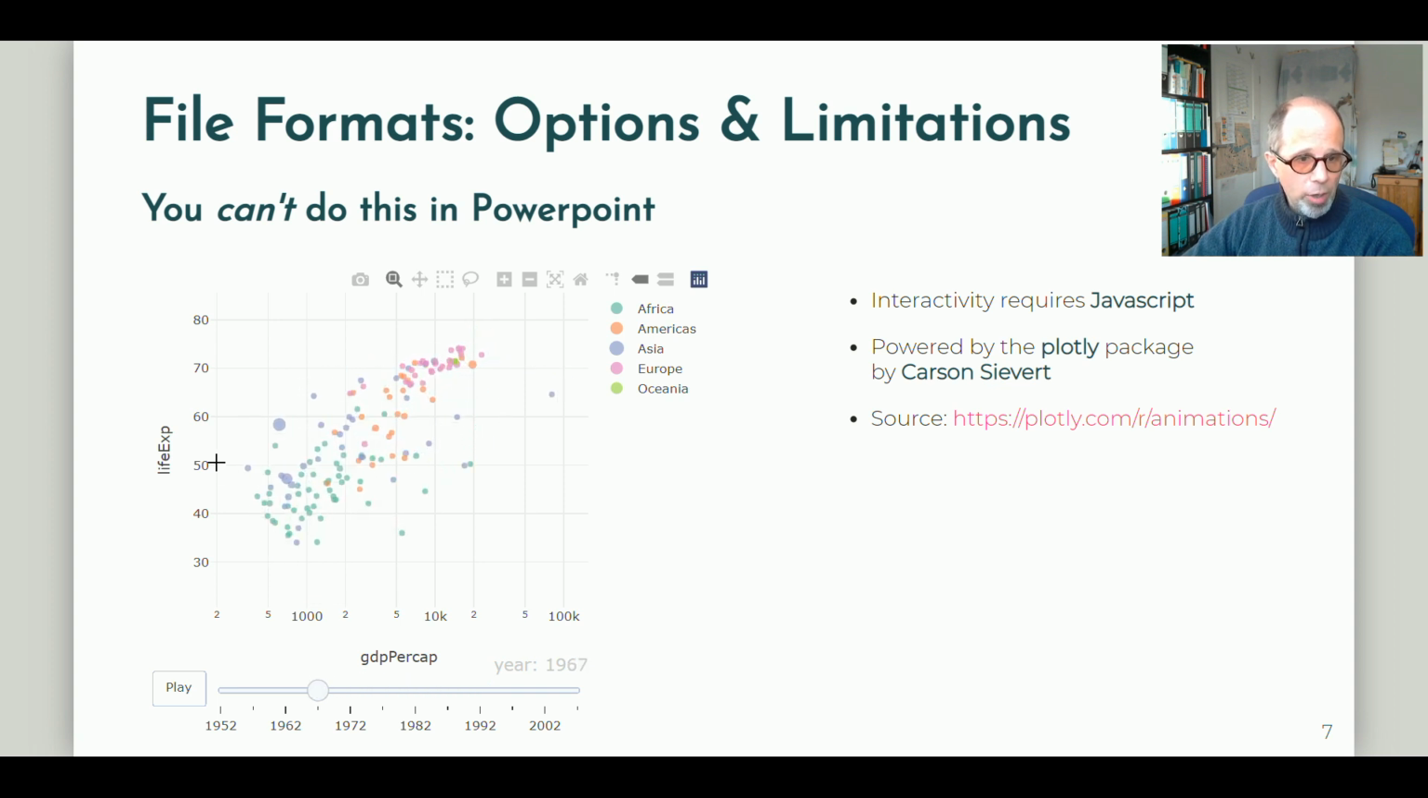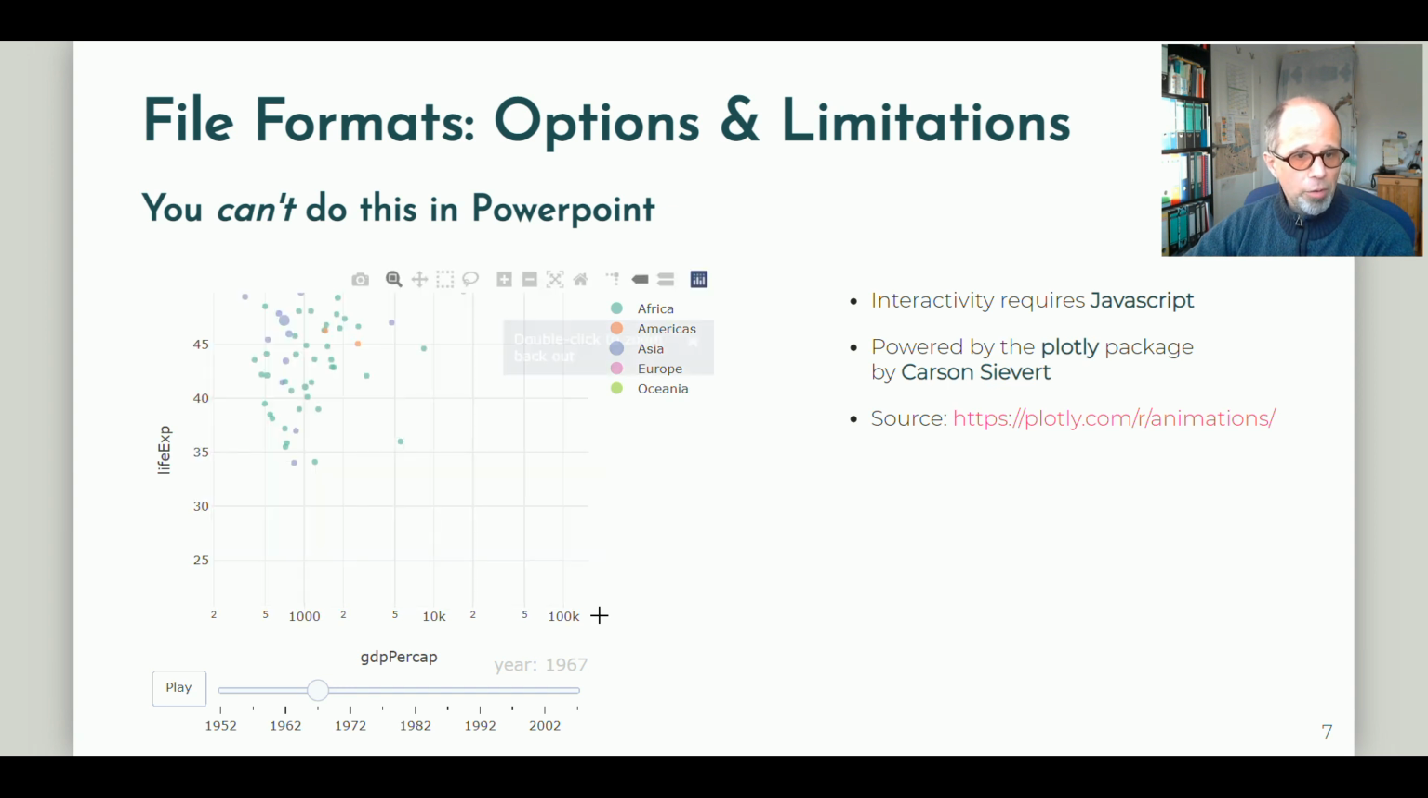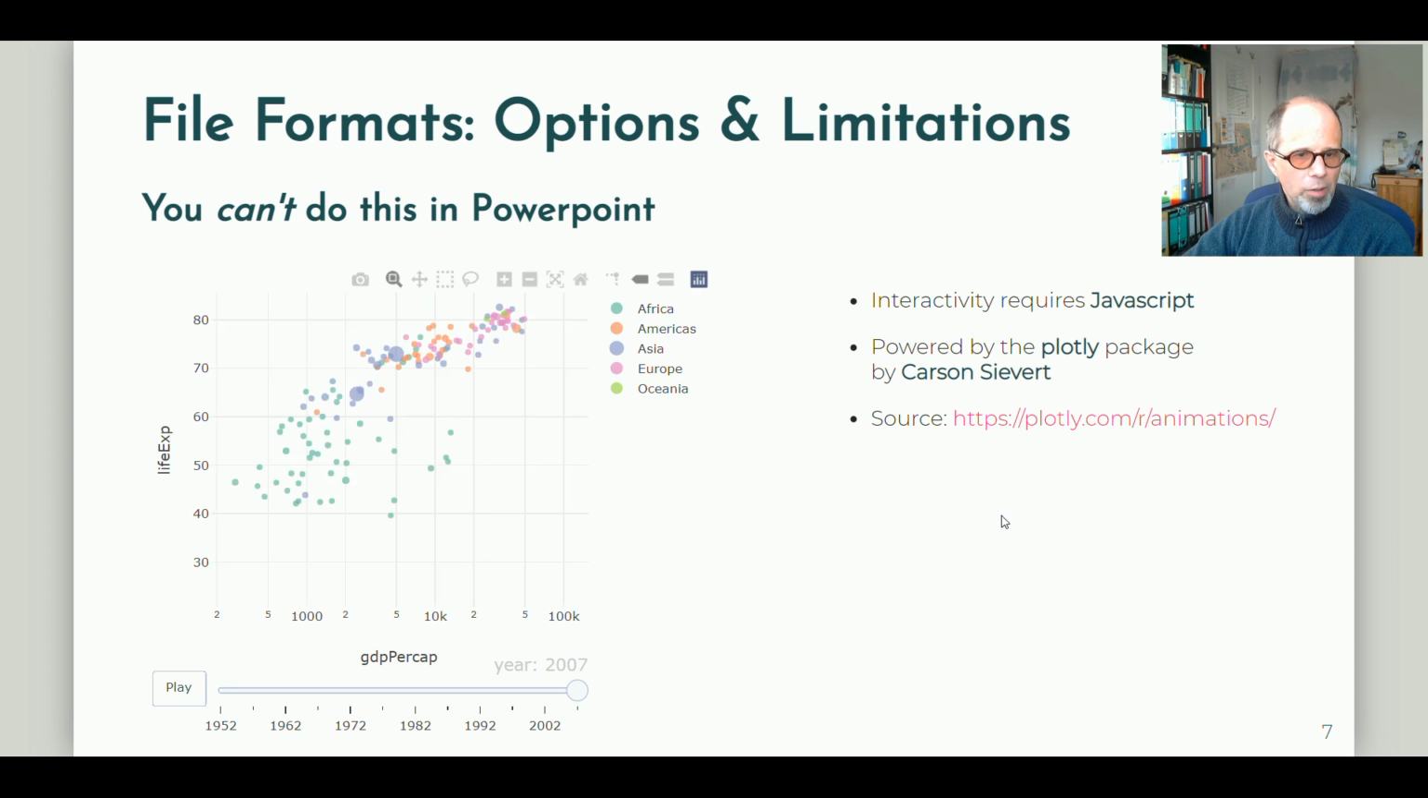So here I get more chances to interact with the animation. I can also zoom in, for example, if I just want to see the countries with a life expectancy of no more than 50 years, I can zoom in and then replay the animation to see this part of the data in more detail. And I can reset the axis anytime.